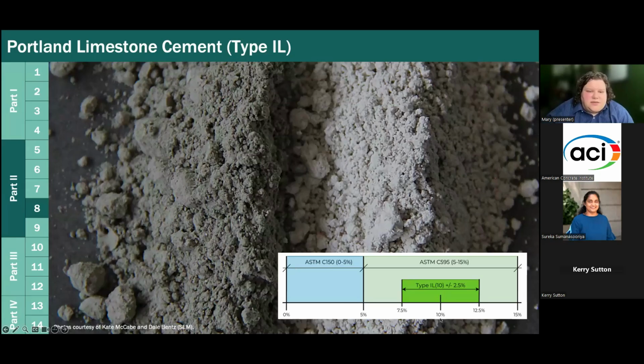Here, I didn't put a label on this, I'm sorry, but this is percent limestone out of the total mass of your Portland cement. ASTM C150, which is the standard specification for Portland cement, allows up to 5%. And ASTM C595, which is a blended cement spec, allows between 5 and 15%, so you can really up that limestone content. Type 1L cement is used more often than Portland cement. And then if you designate and say, I want a type 1L10, that's like 10%, you're allowed to go plus or minus 2.5% on either side of that.